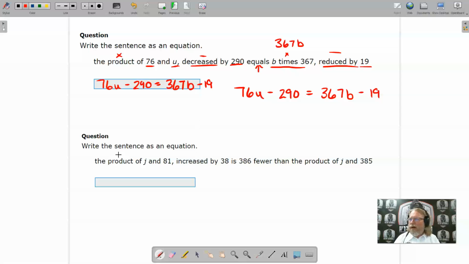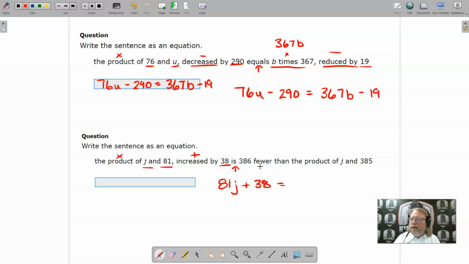One last problem here. The product, so product means to multiply. Product of what? J and 81. So we have 81j because we like our coefficients to come first. Increased by means to add, so let's throw an addition sign in there. Increased by what? 38. Where's the equal sign go? Well, it comes next because we have the word is.